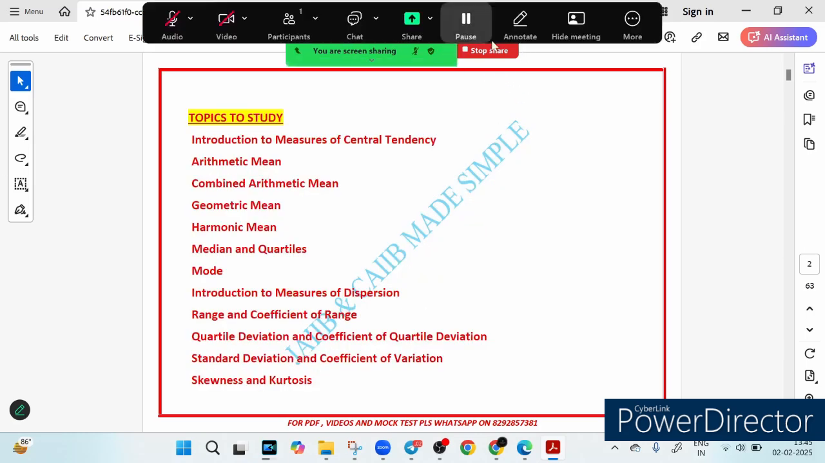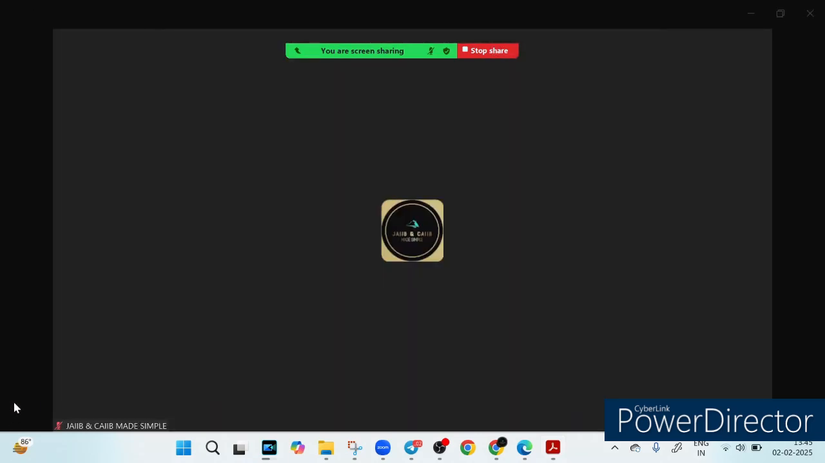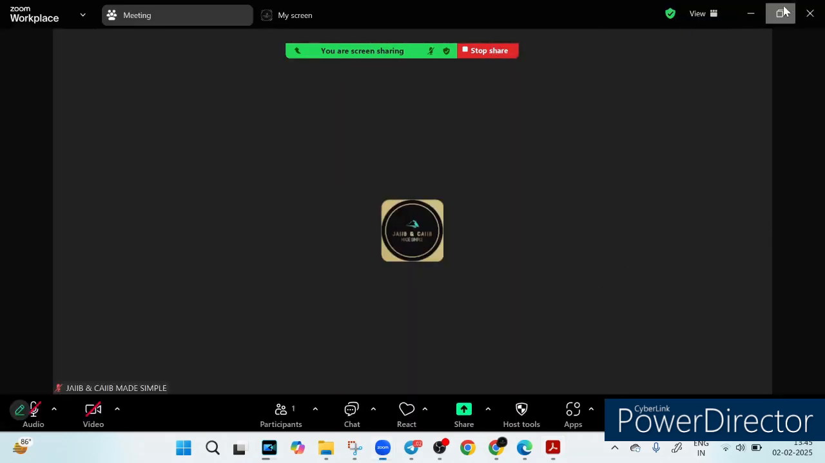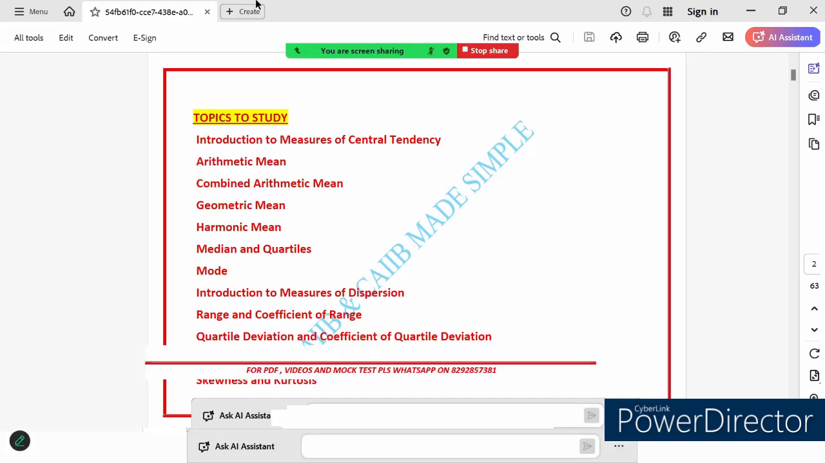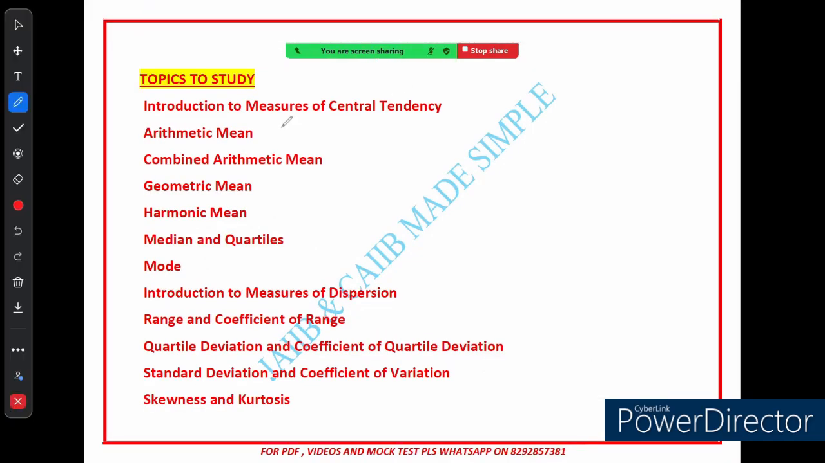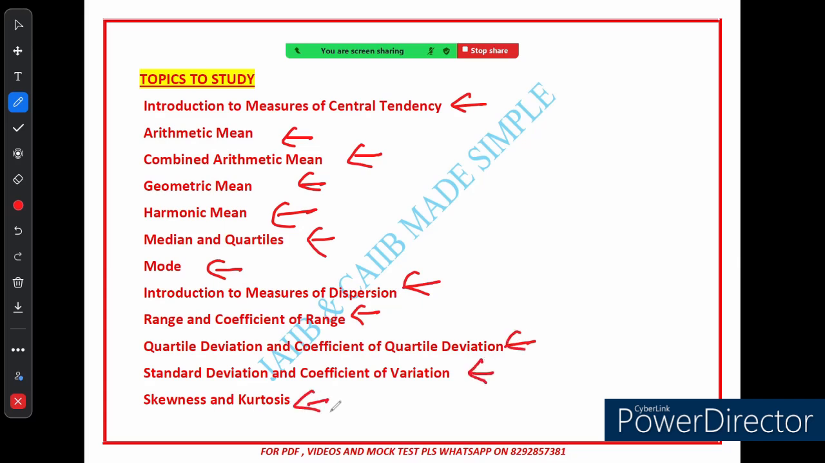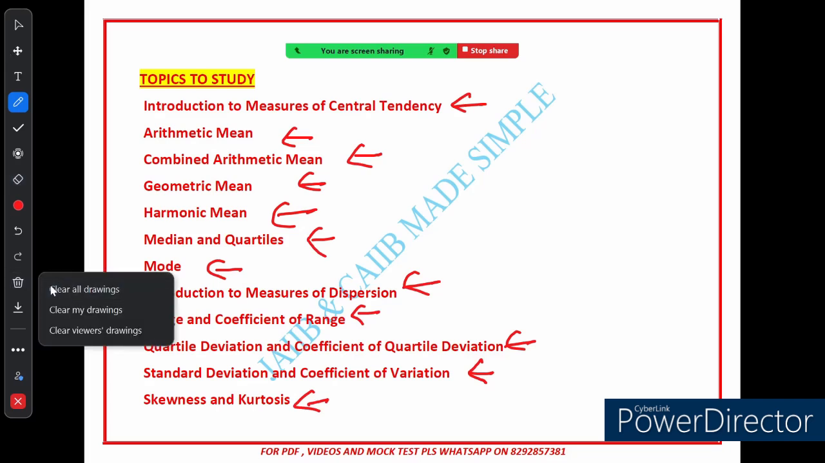So first of all, let me show you what are the topics which we are going to study. Yes, so now you can see the first topic is introduction to measures of central tendency, arithmetic mean, combined arithmetic mean, geometric mean, harmonic mean, median and quartile, mode, introduction to measures of dispersion, range and coefficient of range, quartile deviation and coefficient of quartile deviation, standard deviation and coefficient of variation, skewness and kurtosis. So basically I think there are 10 to 11 topics which we are going to discuss.